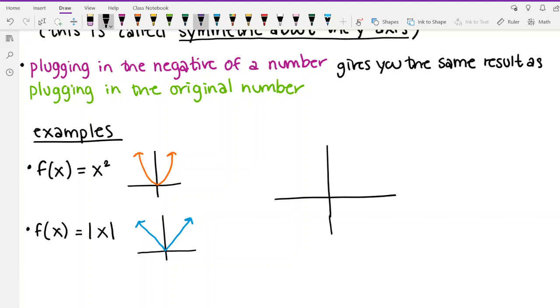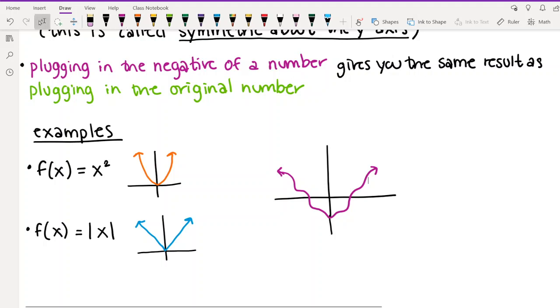So this function I'm about to sketch would be an even function if I can do a good enough job of drawing it. So this would also be an even function. Literally any function that is symmetric about the y-axis is called even. So I want to show you a couple more examples.